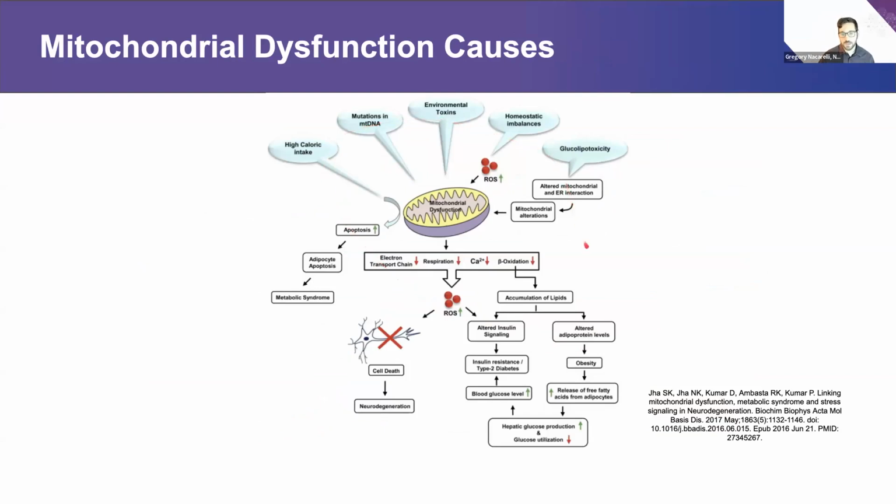Lots of different things can do that. If we have high caloric intake, that could lead to mitochondrial dysfunction. Mutations in the mitochondrial DNA. This isn't just inherited. We can acquire mitochondrial mutations through environmental exposures. The mitochondrial genome does not have the type of repair capacity that our nuclear genome has, and so it's more susceptible to these mutations.